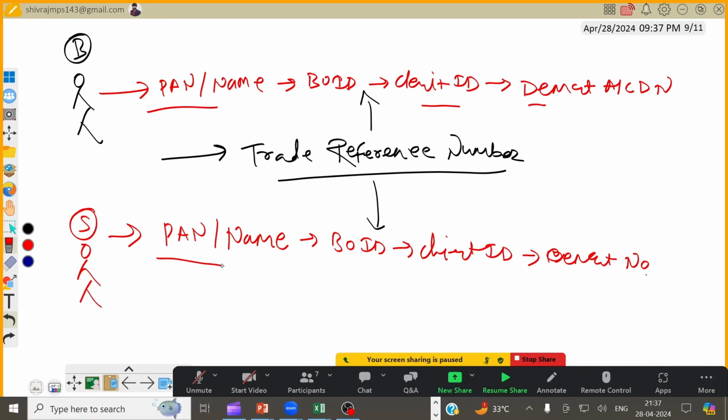And on the basis of that, clearing agents will settle those securities in the books of buyer and seller, and the trade will be executed. Here the important point is all this information comes under trade reference data. Trade reference data. All right.